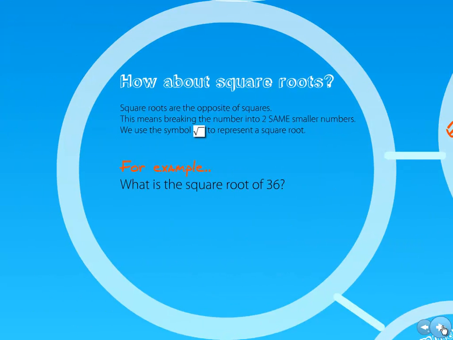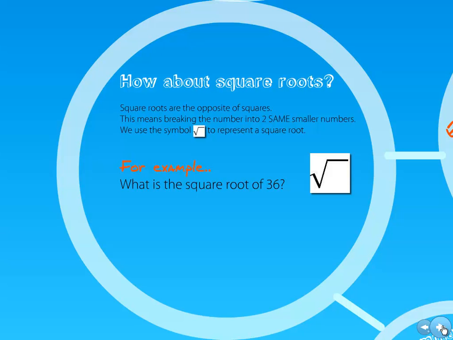Square roots. What are they? Are they just like squares? Well, square roots are the opposite of squares. This means breaking the numbers into two of the same numbers. So it's a reverse process of what squares were. We use this symbol, this little squiggly thing, to represent a square root.